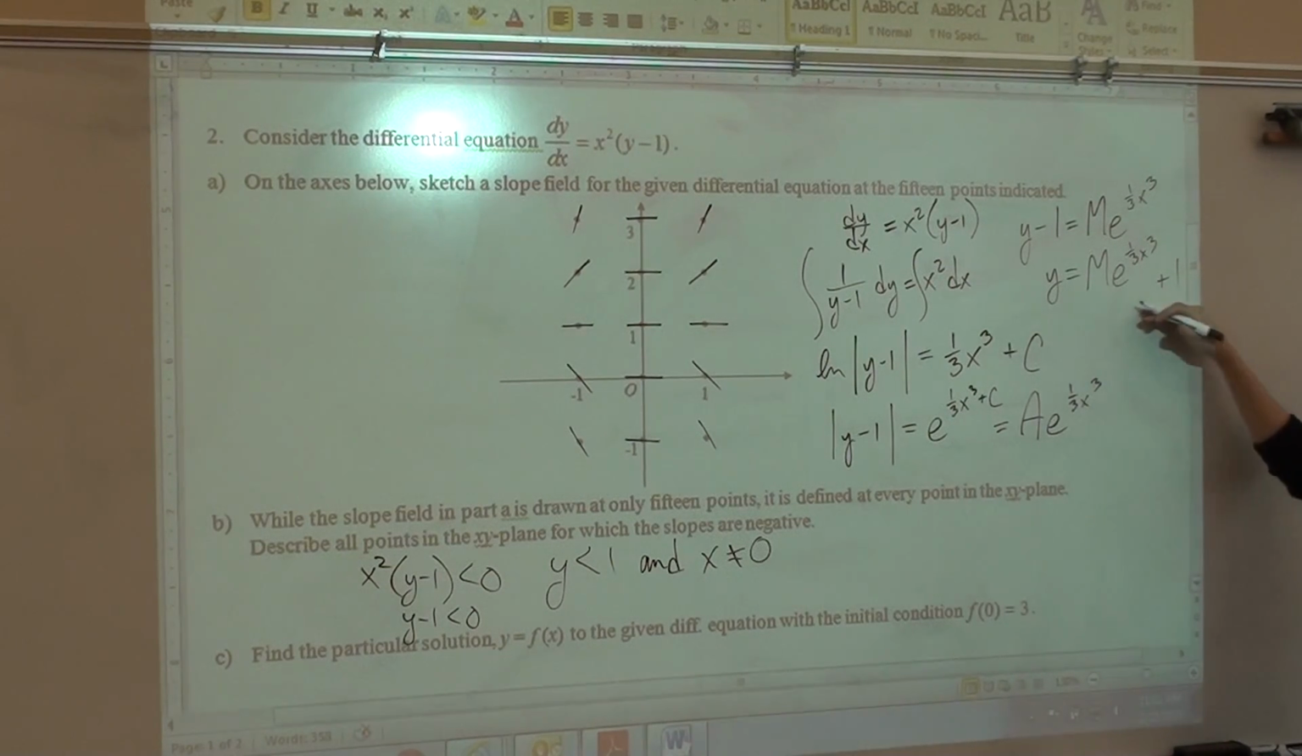Alright, so this would be our general solution, but now we need the solution that passes through the point (0, 3). Well, it obviously has to be positive. So we plug in 3 equals m e to the 0 plus 1, so m equals 2. And we get y equals 2e to the 1/3 x cubed plus 1.